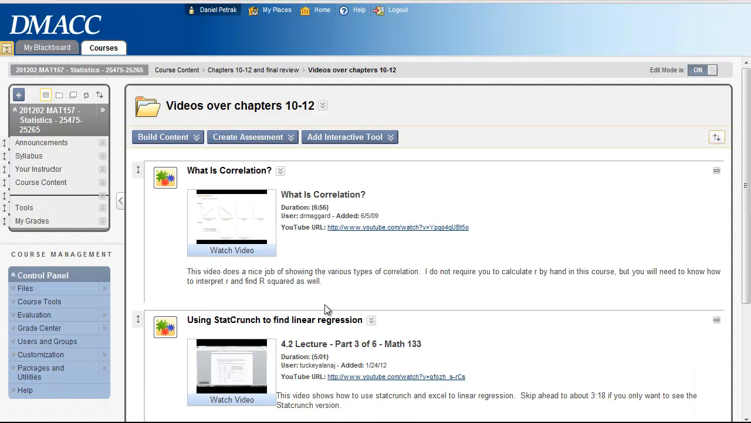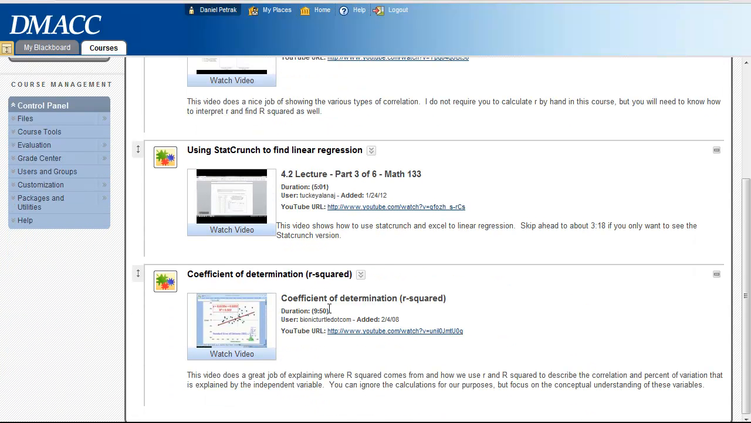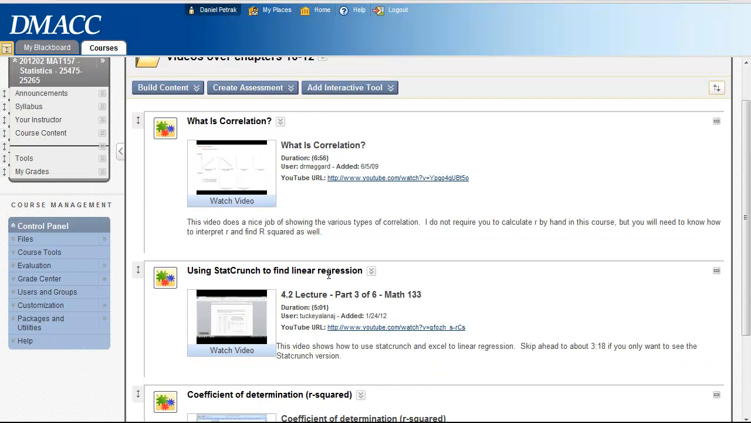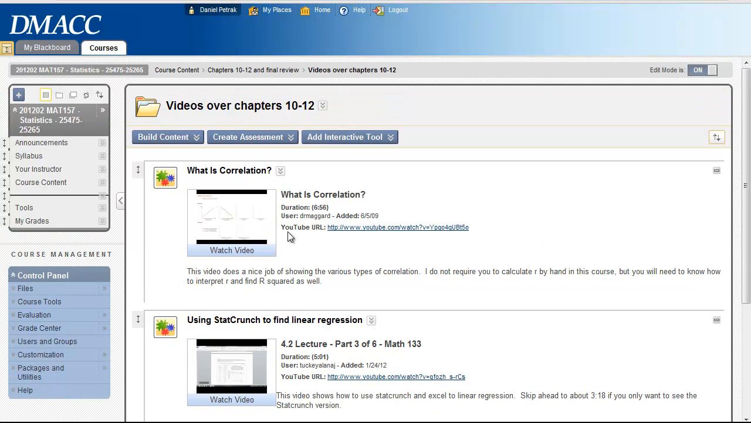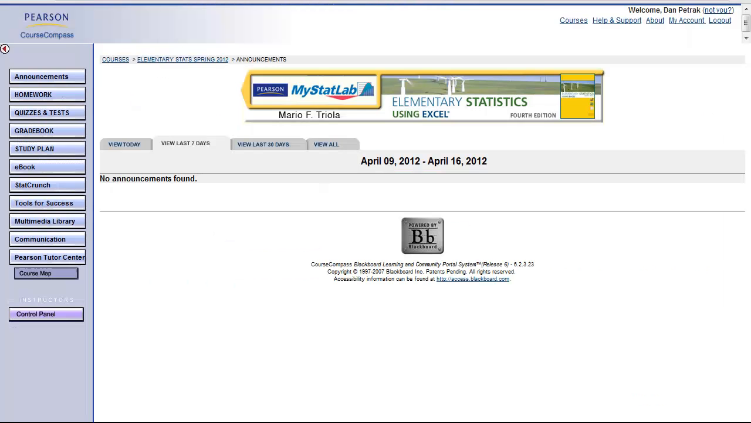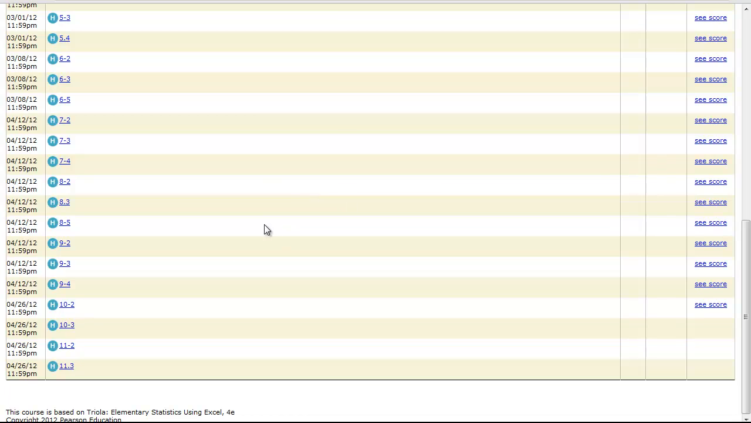These last few chapters, 10 through 12 in the final review, I posted a few videos, and we're talking about linear regression and least squares regression. There's a few really good videos here, and I've gotten some instructions posted with those, and I'd start looking at those this week. On Course Compass, on the homework, you can see there's only homework.